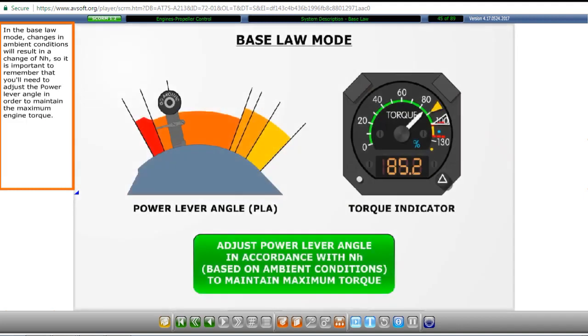In the base law mode, changes in ambient conditions will result in a change of NH, so it is important to remember that you'll need to adjust the power lever angle in order to maintain the maximum engine torque.